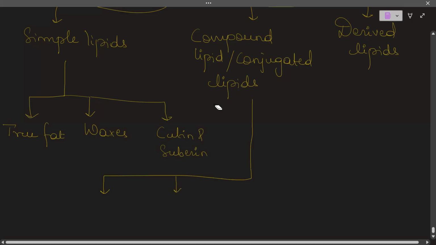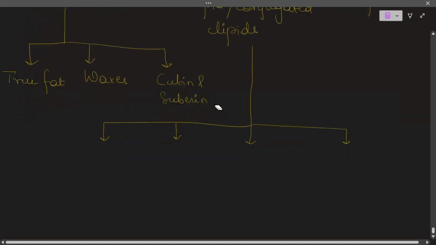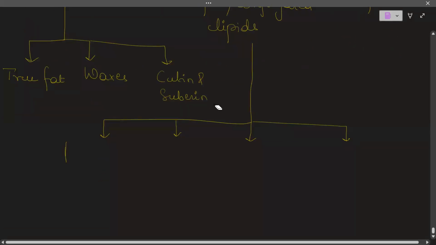Now, please pay attention and tell me how they are formed. If I talk about phospholipid, what is this a combination of? Phosphate and lipid. Exactly. Glycolipid, what about this? Carbohydrate and lipid, right?